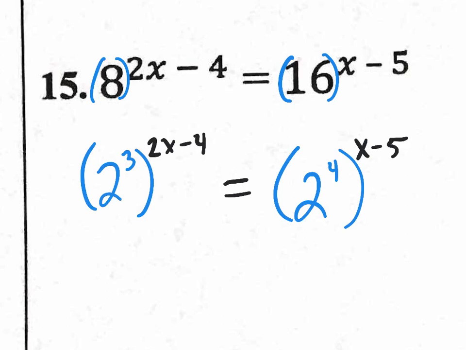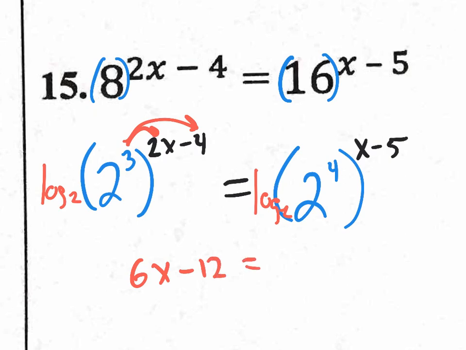So now that we have the same base on both sides, technically the explanation is that you could apply a log base 2 on both sides. That way they eliminate. But don't forget that a power to a power, you multiply. So 3 times 2x, that's 6x. 3 times negative 4 is negative 12. Equal sign comes down. 4 times x is 4x. 4 times negative 5 is negative 20.